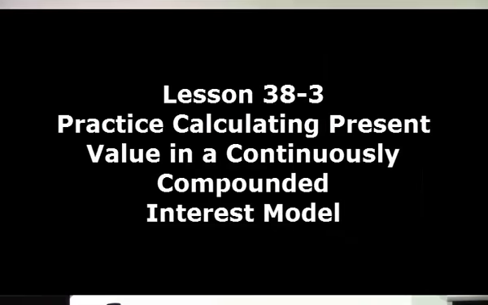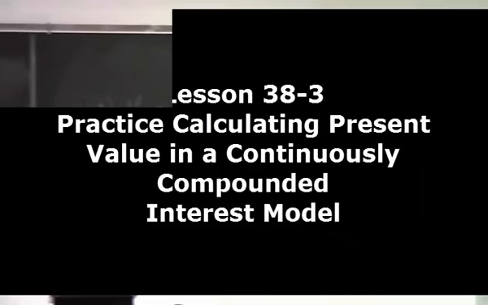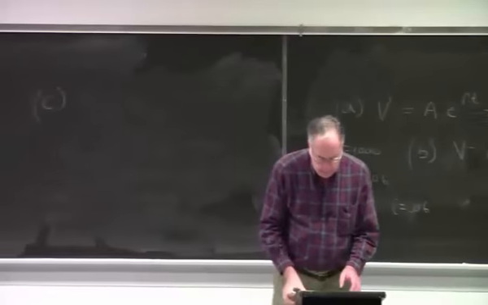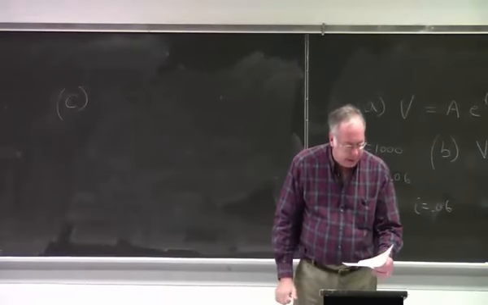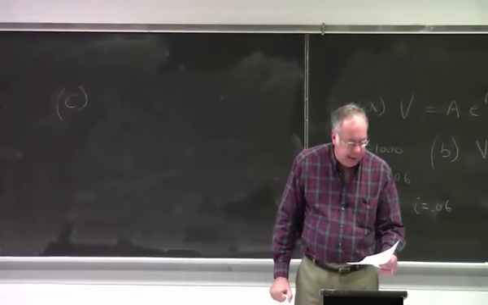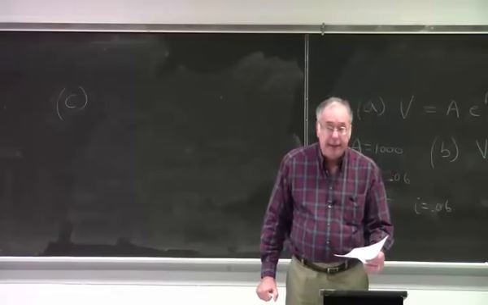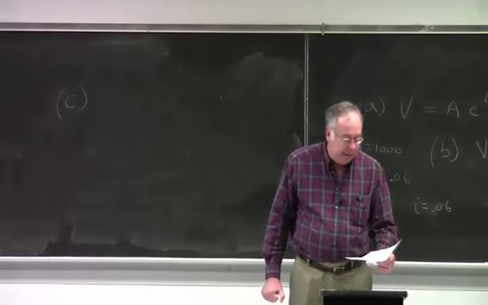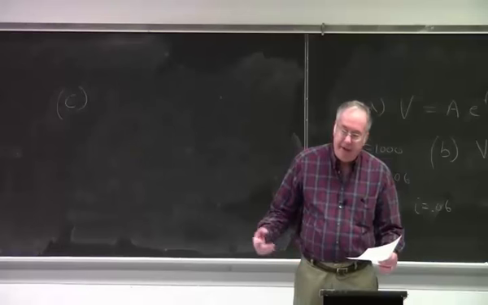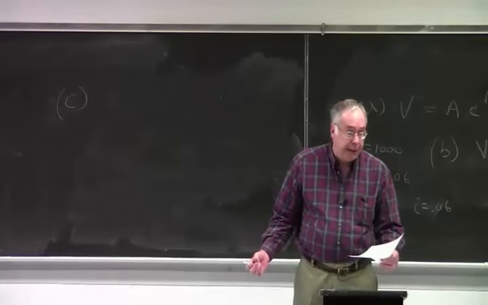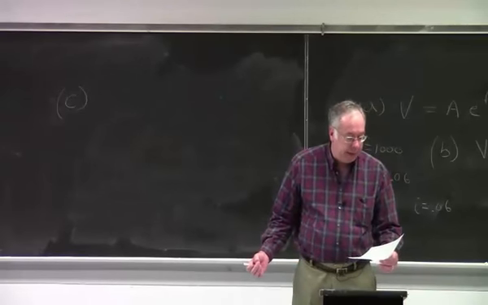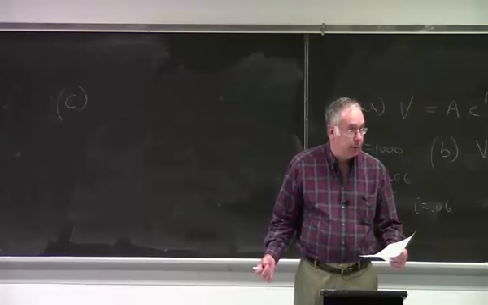Part C is: write out an expression for and find the present value of $1,000 received 5 years from today if the continuously compounded interest rate is 6% per year.